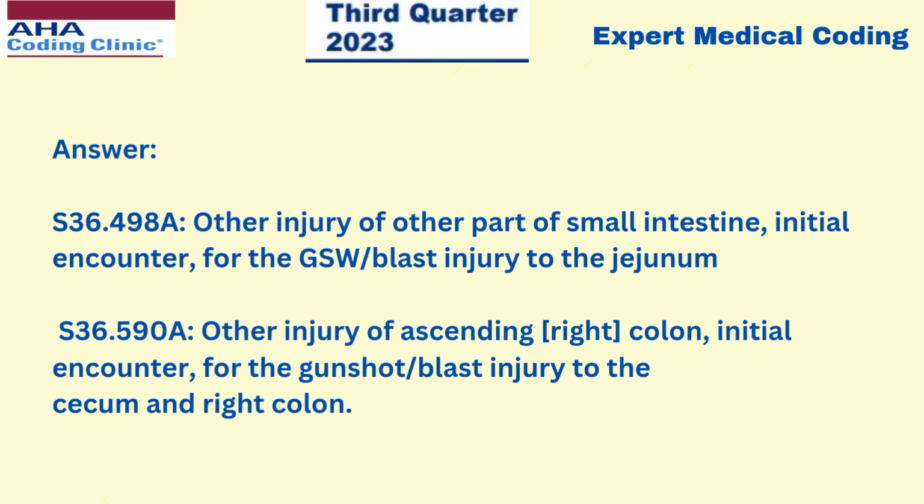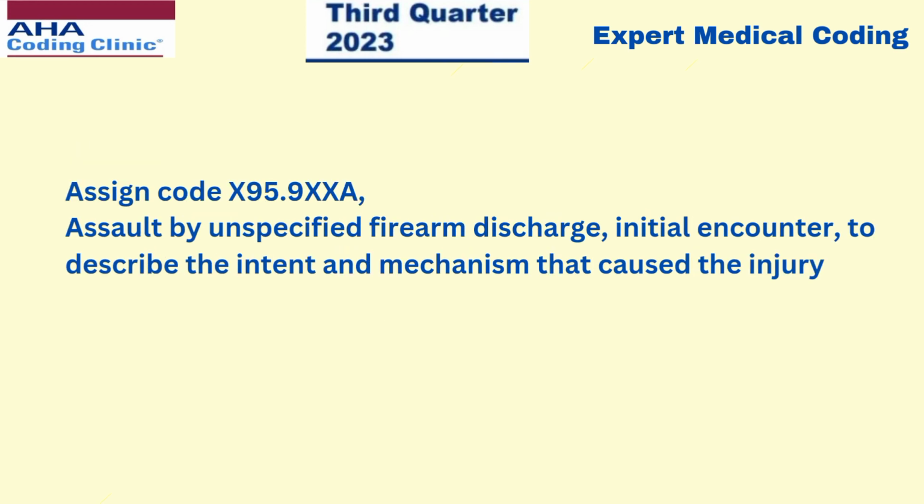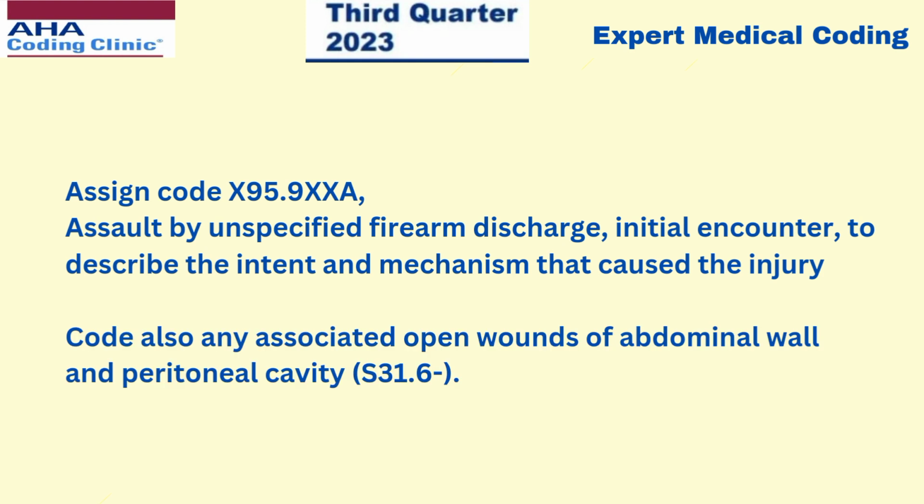And along with that, we have to also assign an assault code, assault by unspecified firearm discharge, initial encounter, to describe the intent and mechanism that caused the injury. And code also any associated open wounds of abdominal wall and peritoneal cavity.